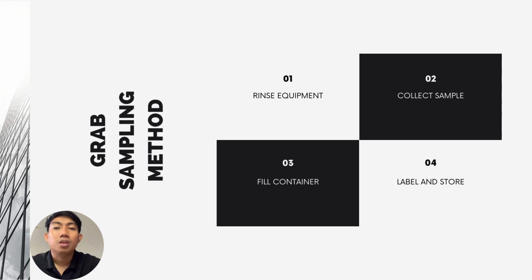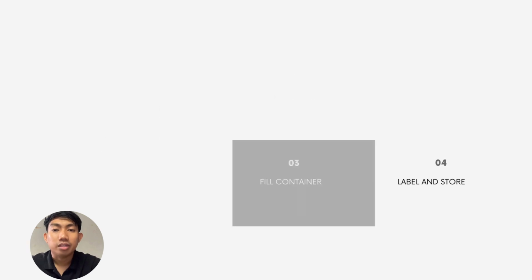Today, I will discuss the sampling methods that can be used in this case, which are grab sampling and composite sampling. Grab sampling is a simple method and quick to be performed. This method is commonly used in water quality testing, air sampling and soil sampling. For this procedure, we just collect a single sample at a specific point in time and location.